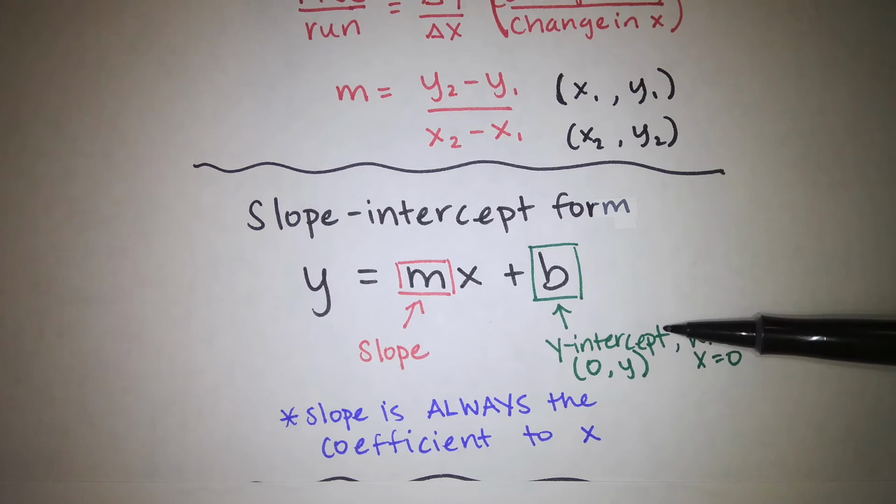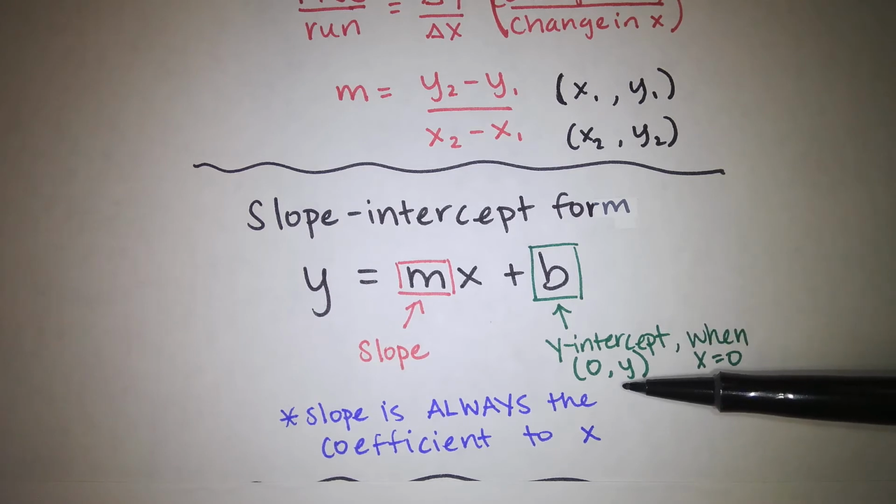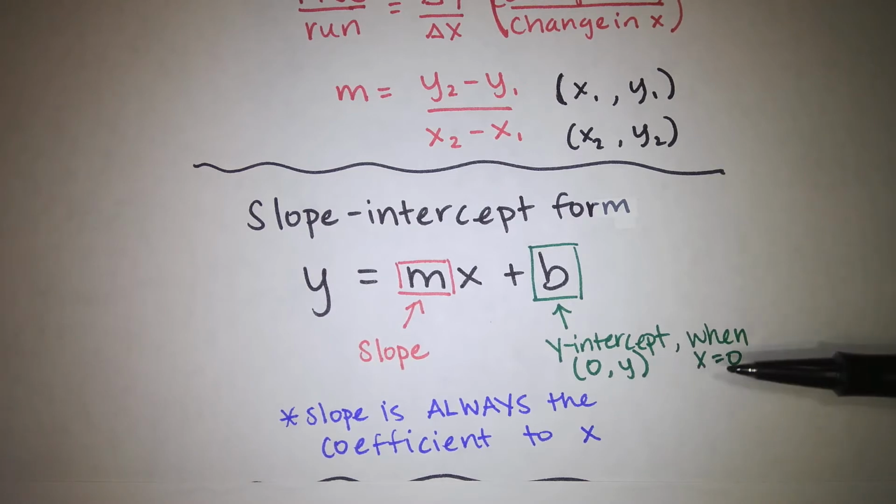And remember, our y-intercept is when x is equal to 0, and it can be written as a point as (0, y). So the x will always be 0 at the y-intercept because it's where it crosses through the y-axis.